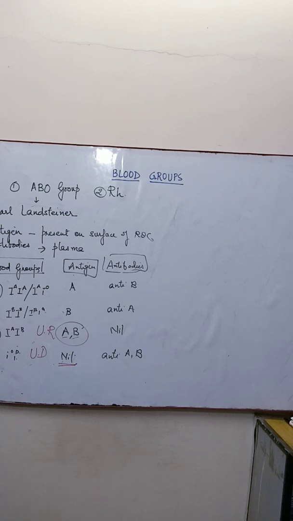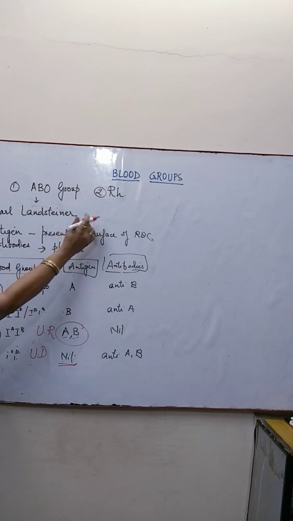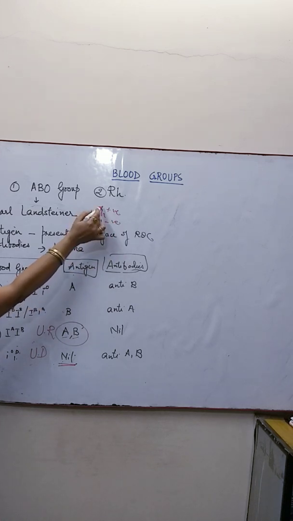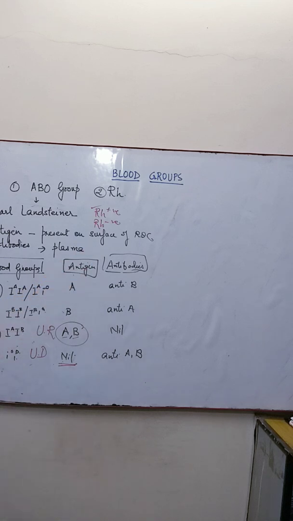Now, nearly 97% of India has the RH factor. RH is an antigen, and it is present on the RBC. A person who has the RH antigen on the RBC will be known as RH positive, and the one who does not have the antigen is RH negative. So most Indians have the RH factor present.